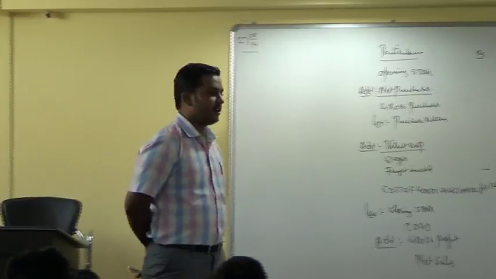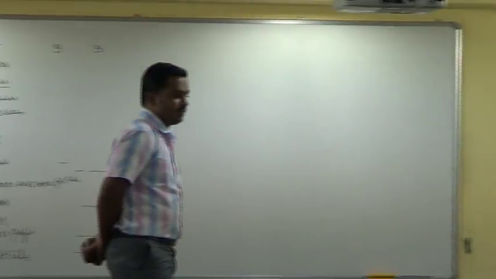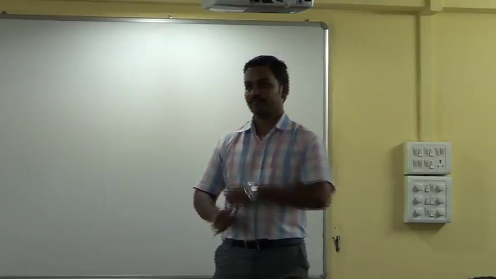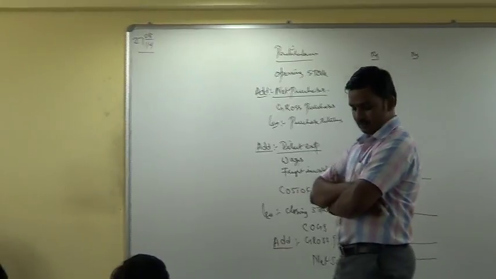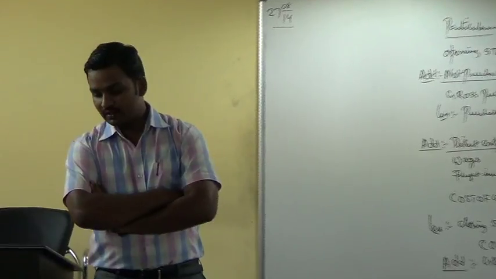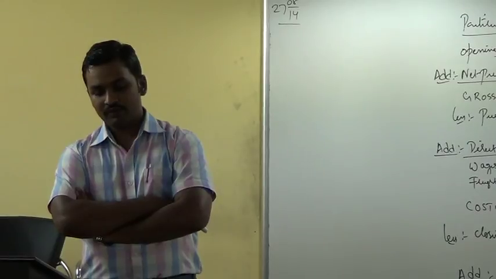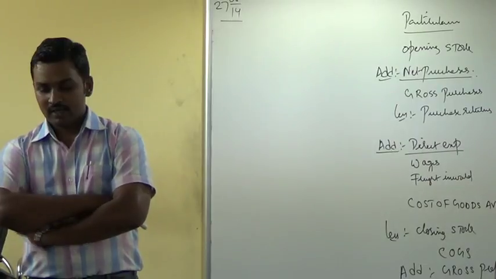Add direct expenses. You have a list of three direct expenses in this problem: wages, carriage inward and freight inward. Wages, how much? 1 lakh. Carriage inward? 50,000. Freight inward? 50,000. Total? 2 lakhs.